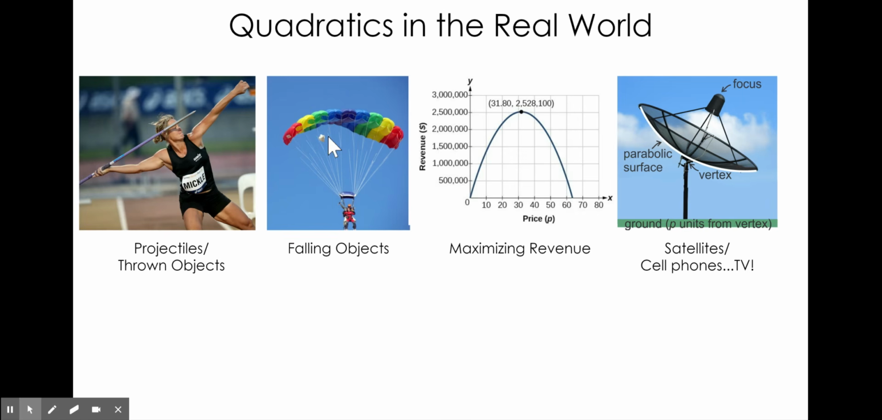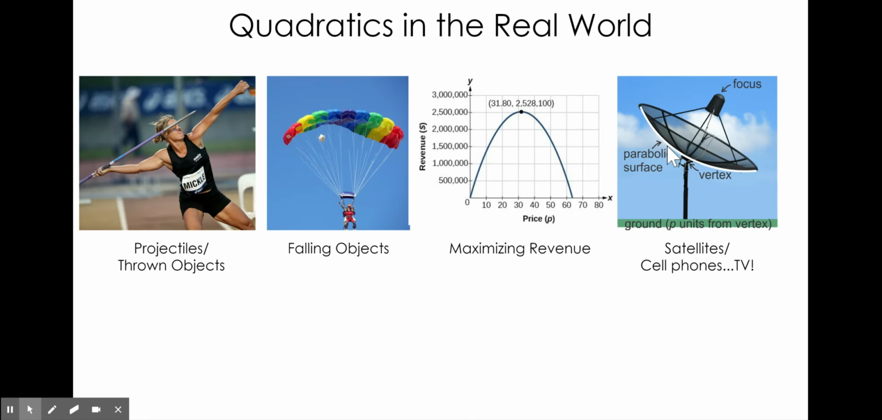We are going to apply what you know about quadratic equations and how to solve them to real-world scenarios. Quadratic equations model projectiles and any thrown objects as well as falling objects. Skydivers use them to determine when they need to open their parachute. Businesses use them to maximize their revenue or money earned as well as profit.